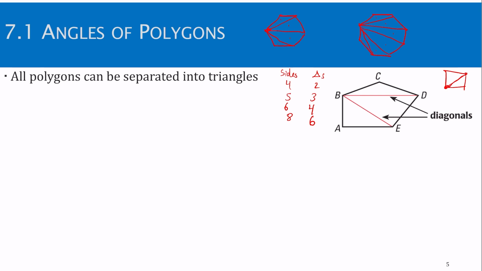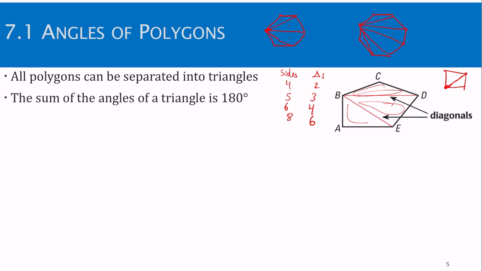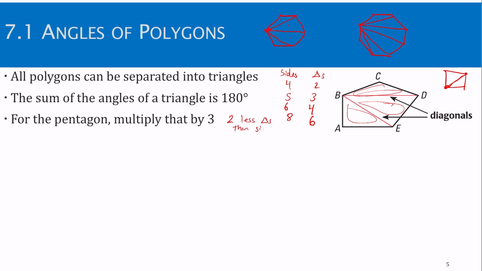So since it's divided into triangles, how many degrees are in the triangle if you add up the angles? 180. So I know the sum of each triangle. To get the sum of all of them, all I have to do is multiply by the number of triangles. For the pentagon, that was 3. In general, it looks like there are 2 fewer triangles than number of sides. So to find the sum of the interior angles, it's just 180 times the number of triangles, and the number of triangles would be the number of sides minus 2.